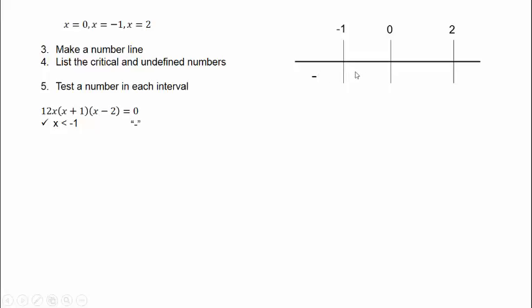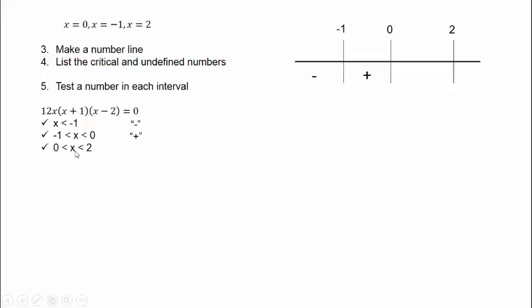Then we're going to test a number between -1 and 0. I chose -1/2. -1/2 times 12, that makes that negative. It becomes positive for the x plus 1, and it stays negative at x minus 2. So we have negative times a positive, which is negative, sorry, times a negative, which is positive. And so overall, our interval from -1 to 0 will be positive for f prime of x.